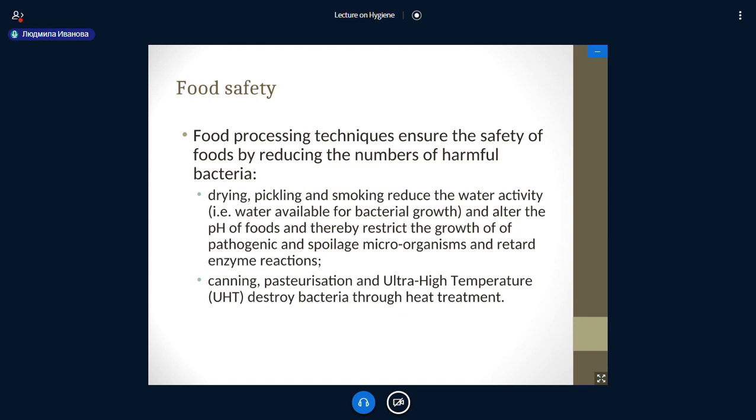And food safety, this is the technique that ensures safety of foods by reducing the numbers of harmful bacteria. And the methods, through drying, pickling, and smoking, reduce the water activity. And we say that products with less than 15% water content have a longer shelf life. So water activity, the water available for bacterial growth, and the pH of foods restrict the growth of pathogenic microorganisms and retard enzyme reactions. Also, canning, pasteurization, and ultra high temperature destroy bacteria through heat treatment. So there are different methods: on one side there is high temperature, on the other side reducing water content.